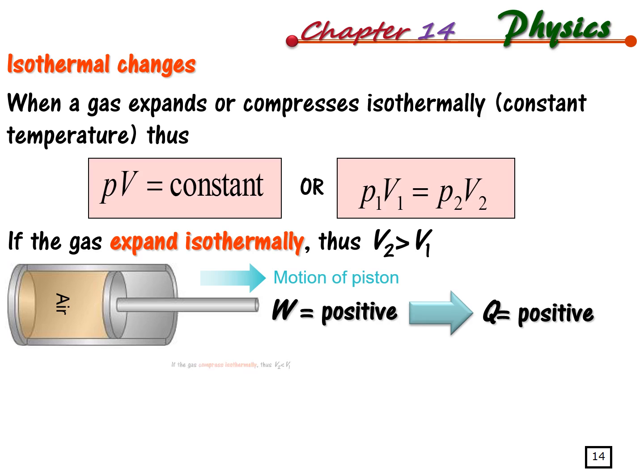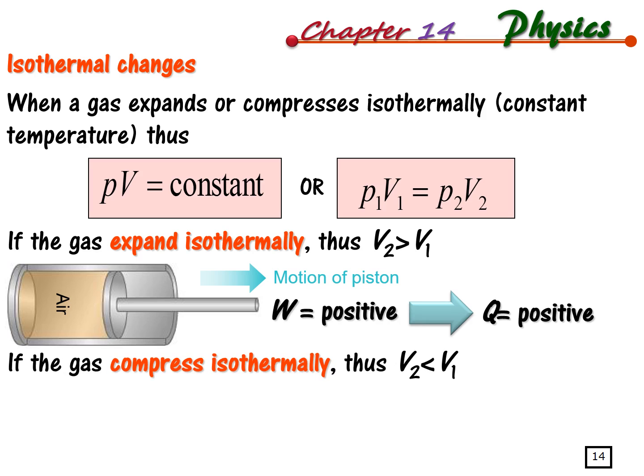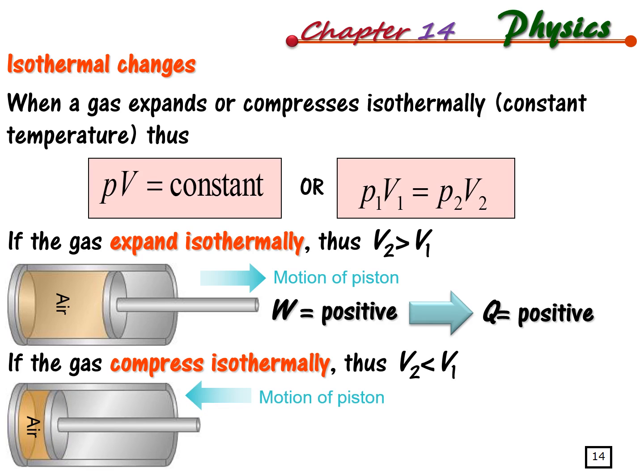For compression, the final volume will be smaller than the initial volume, so compressed. So the gas has negative work done, so that the Q is also negative. It means if W is negative, Q is also negative. If Q is negative, W is also negative, and vice versa.